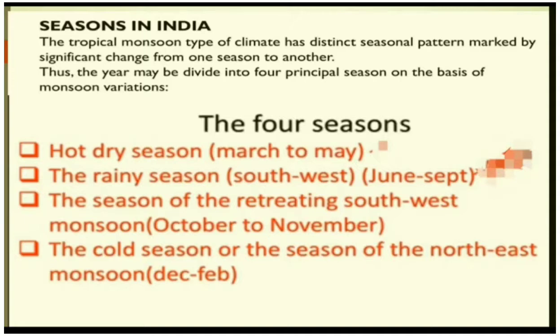First, hot dry season. This is a summer season, March to May. Second, the rainy season or monsoon season or southwest monsoon season, means the wind blows from the southwest direction. Period is from June to September. Third, the season of retreating southwest monsoon. Retreating means monsoon is going back. It is the month of October to November. Fourth, the cold season or the season of northeast monsoon, December to February. In this time, wind starts blowing from northeast direction and brings coldness.